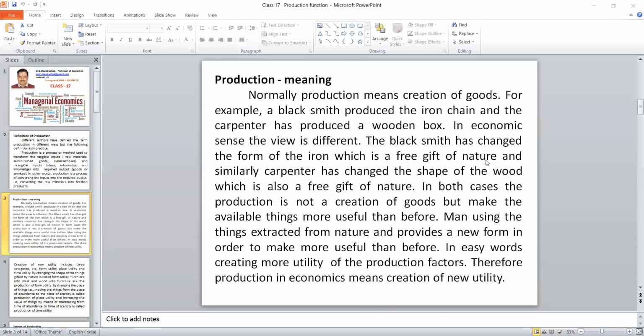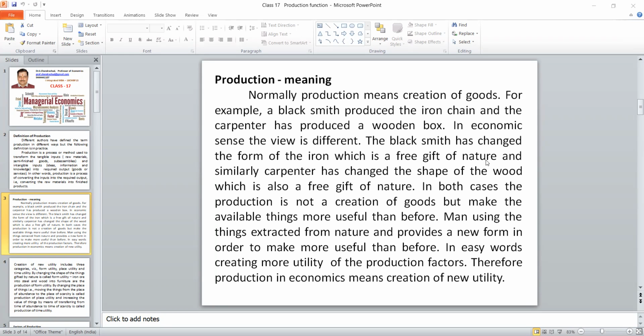A blacksmith has changed the form of iron, which is a free gift of nature. Definitely, because we are getting ore from the earth, and they are not producing it. For that, they are not paying anything. And similarly, the carpenter has changed the shape of the wood. It is a free gift from nature. In both cases, the production is not a creation of goods, but only we are changing the form. The carpenter is not producing on his own. Already it is there. A wooden piece is there. He is just changing the shape.